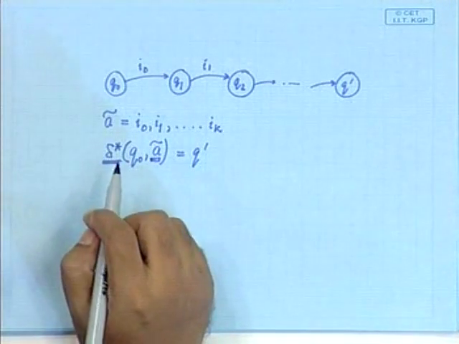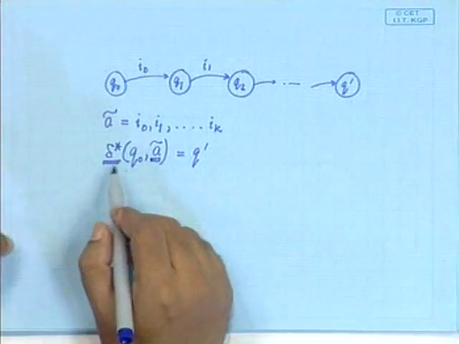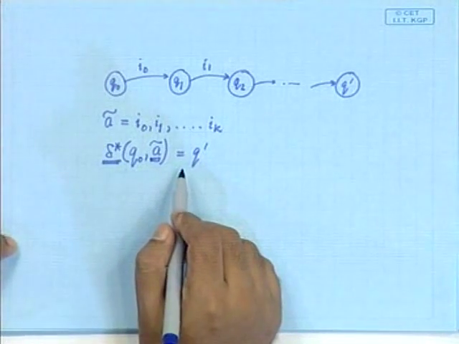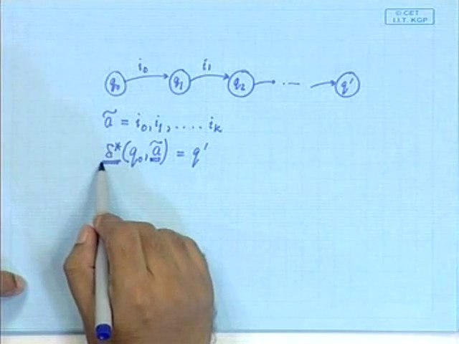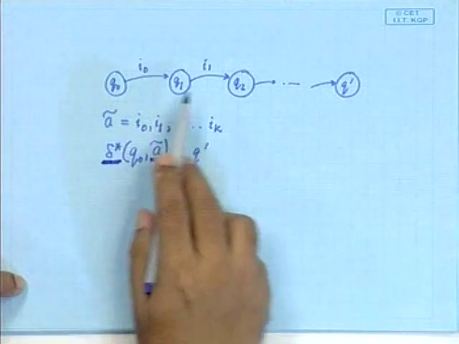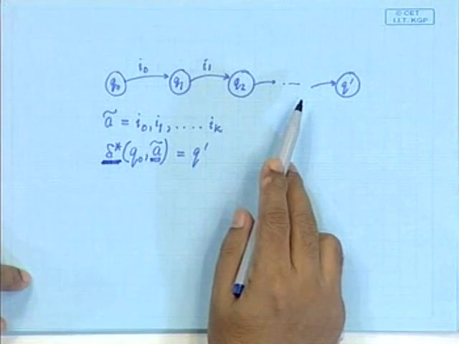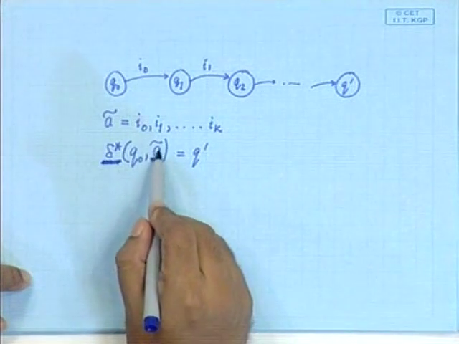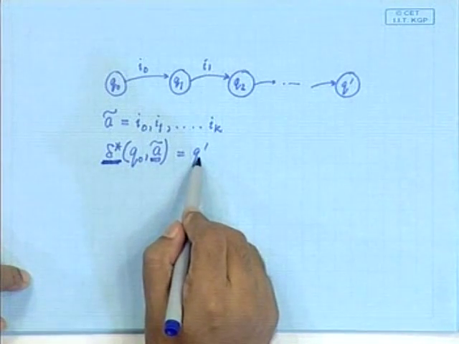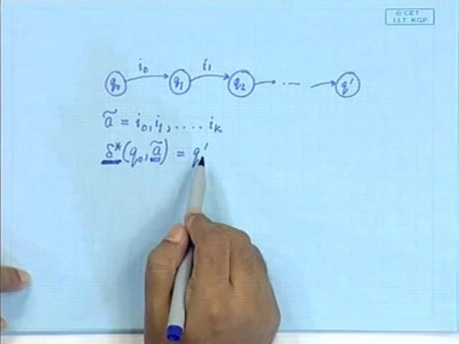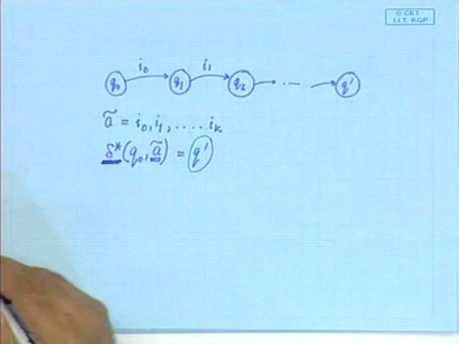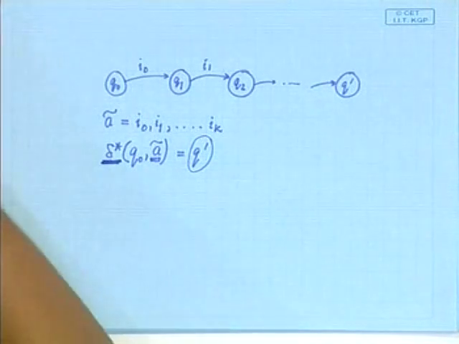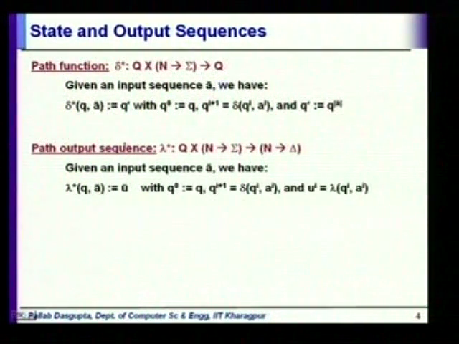We are going to use this from time to time, so it is best to remember this terminology. And remember that this path function is defined because this is a deterministic automaton. That is why for an input sequence there is a unique q dash where it reaches. For a non-deterministic state machine, this could have become potentially a set of states. So, this is the delta star function.